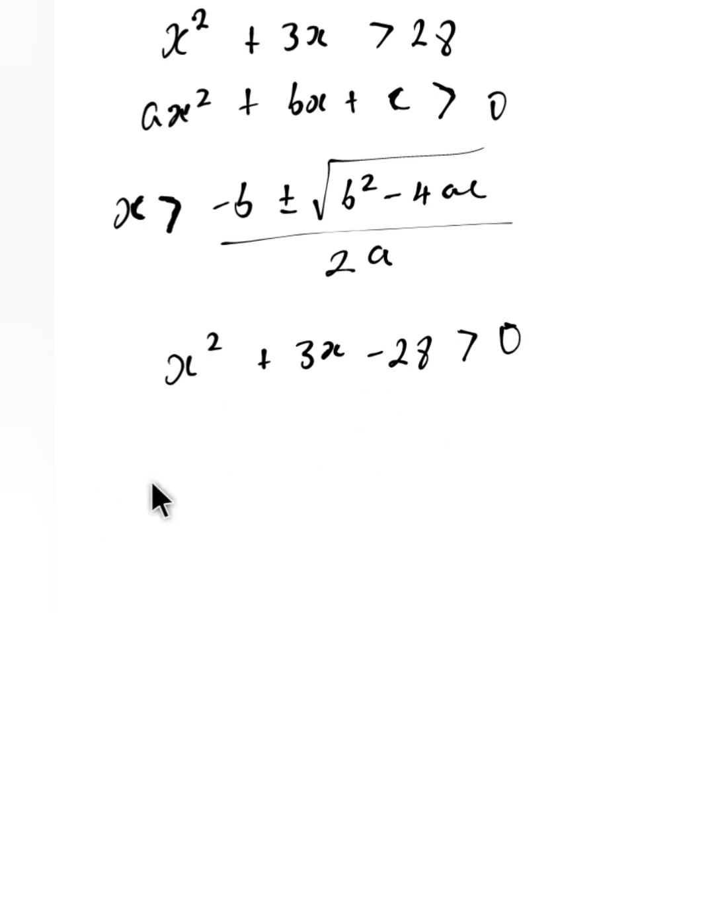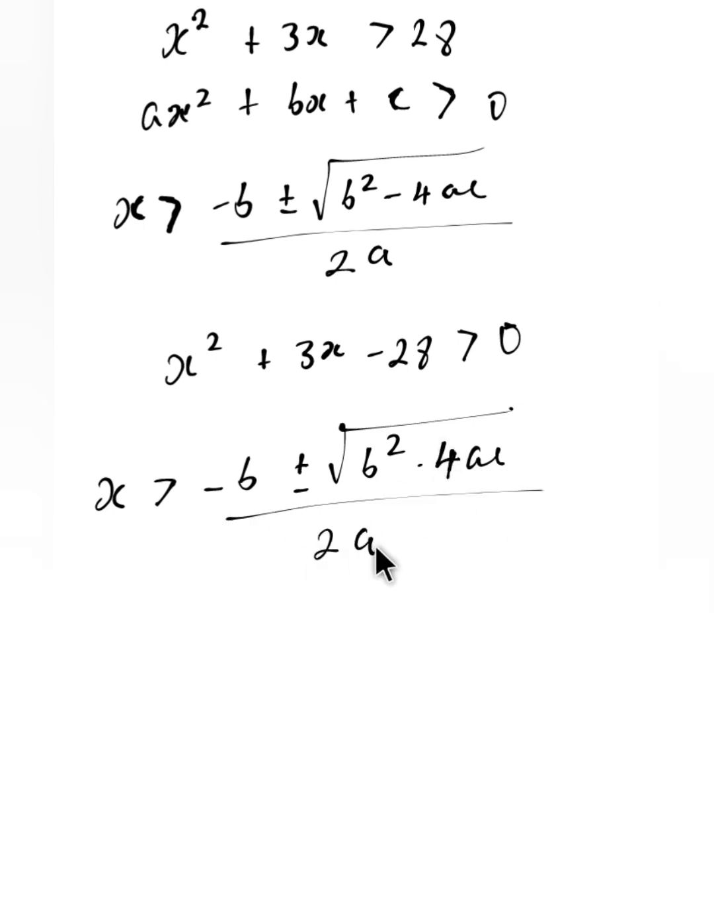So if this is true, we have that x is greater than minus b plus or minus the square root of b squared minus 4ac all over 2a. But what exactly are a, b, and c? Of course, the coefficient of x squared is a, which is 1. The coefficient of x is b, and the constant is c. So a is 1, b is 3, and c is minus 28. So let's input them into the formula.